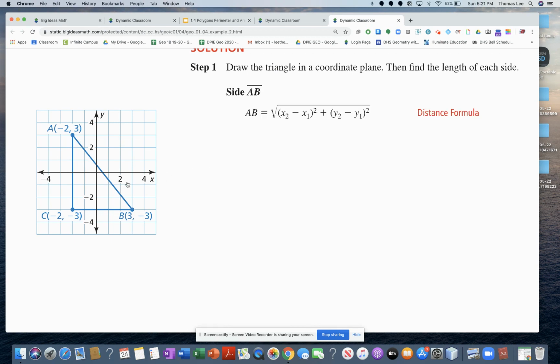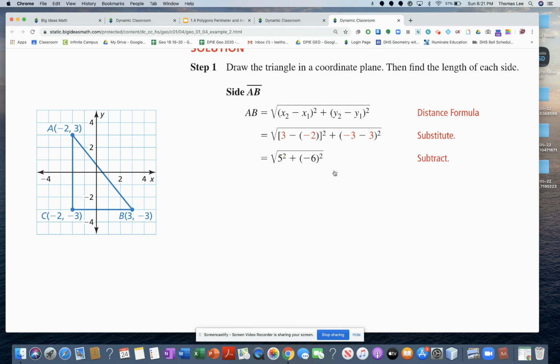AB, so they're starting off with the hardest side. They're using the distance formula. Again, do not memorize and regurgitate the distance formula. It will not serve you well. Simply use your reasoning to understand that this is 6, this is 5, so this is just going to be the square root of 6 squared plus 5 squared.